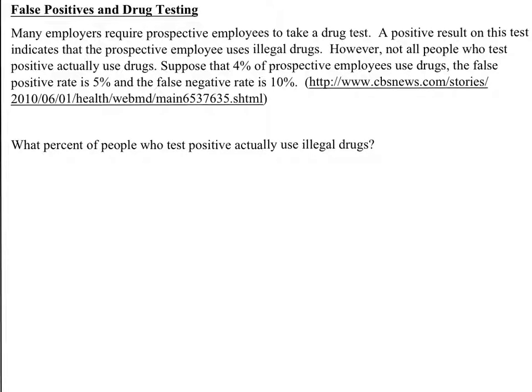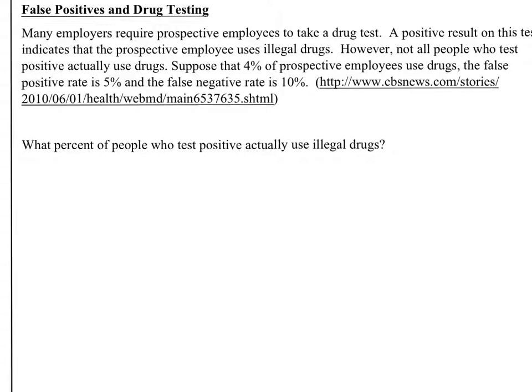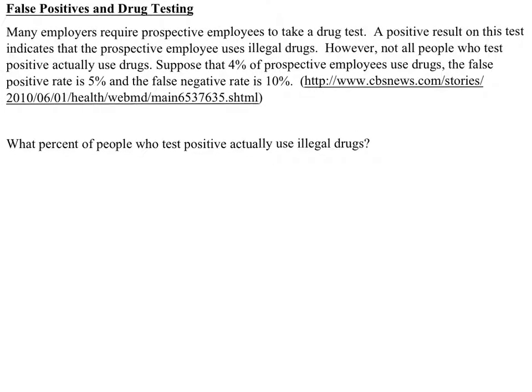All right, this gives us a bunch of info about rates of drug use and testing. What percent of people who test positive actually use? That's what the question is asking. What percent who test, but that's my condition, actually use? Okay, so I'm going to start my tree diagram and say I've got use.